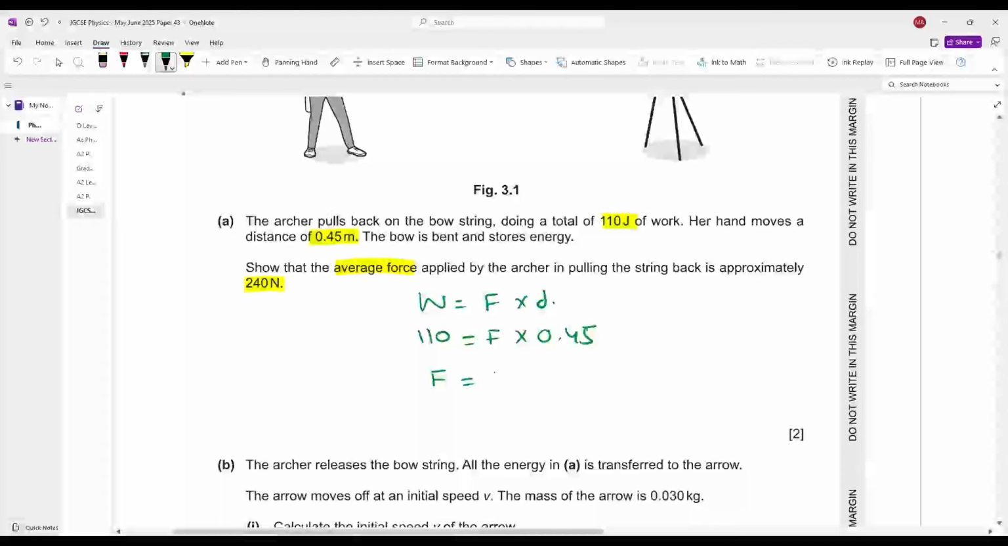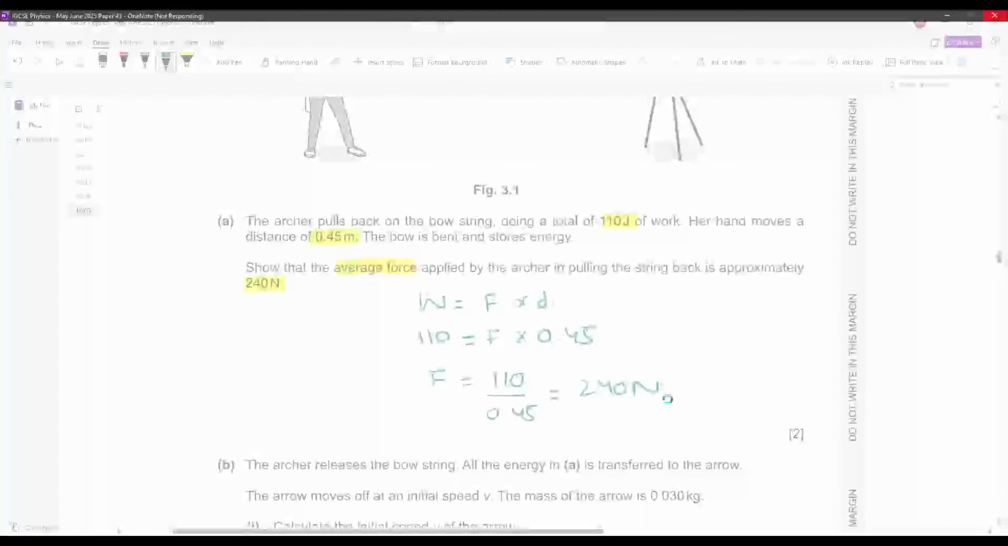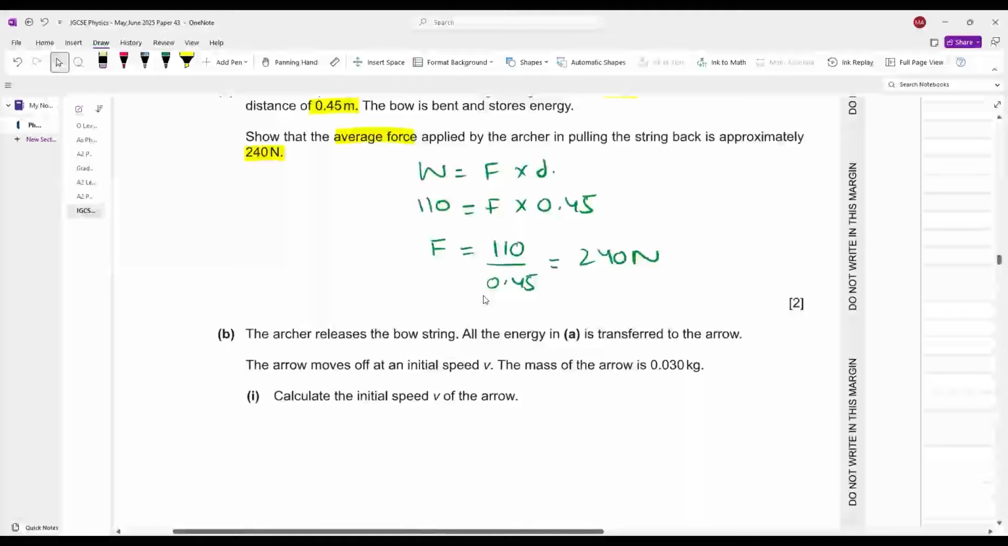Force will be equal to 110 divided by 0.45. Can you calculate the value of force? 110 divided by 0.45. The value of force comes out to be 240 Newton. Simple. Nothing complicated here. 240 Newton is your value of force. Let's further move ahead.